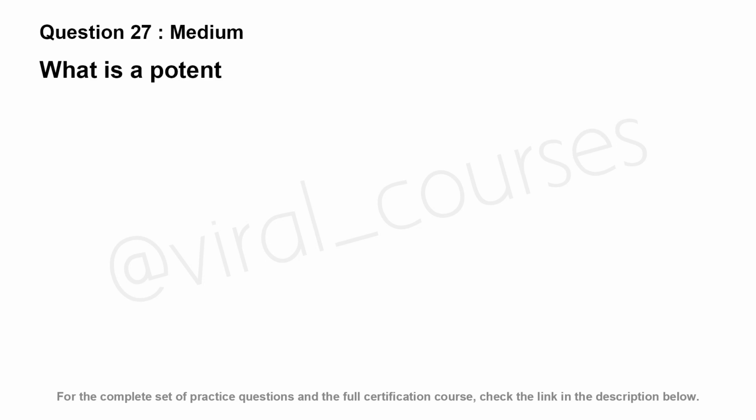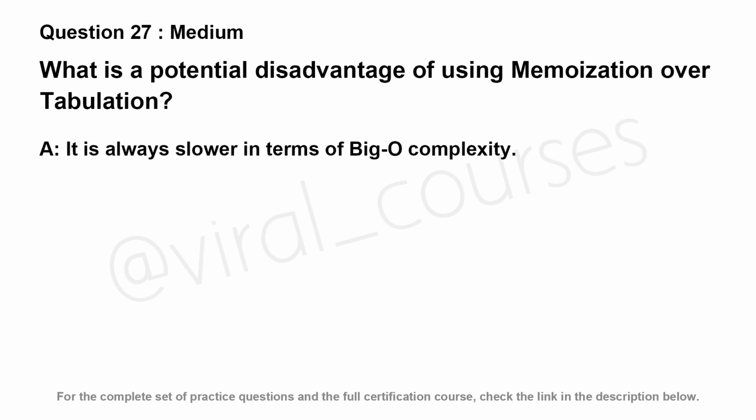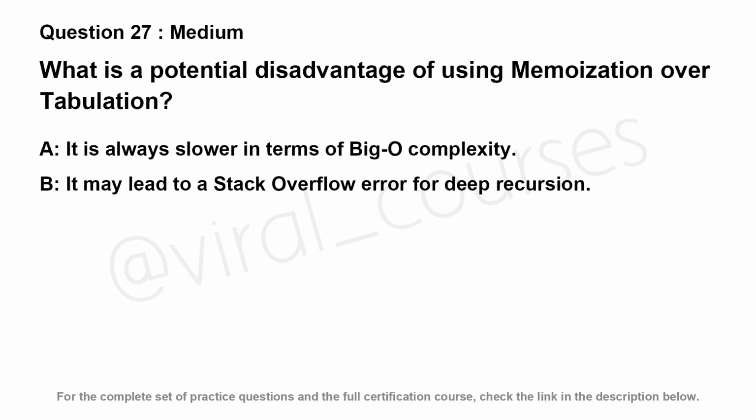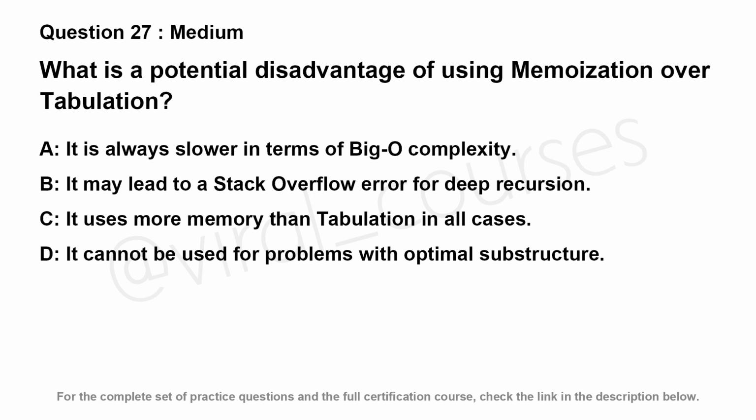What is a potential disadvantage of using memoization over tabulation? Option A. It is always slower in terms of big O complexity. Option B. It may lead to a stack overflow error for deep recursion. Option C. It uses more memory than tabulation in all cases. Option D. It cannot be used for problems with optimal substructure.